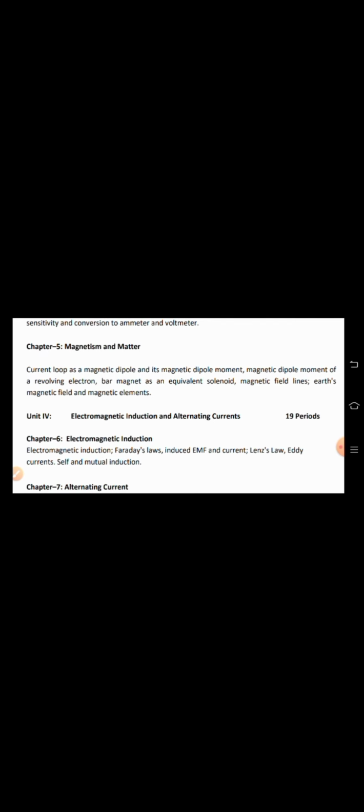Unit 4, Electromagnetic induction and alternating currents. Chapter 6, Electromagnetic induction. Faraday's laws, induced EMF and current, Lenz's law, eddy currents, self and mutual inductance. Chapter 7, Alternating current. Peak and RMS value of alternating current and voltage, reactance and impedance. LC oscillations, qualitative treatment only. LCR series circuit, resonance, power in AC circuits, AC generator and transformer.